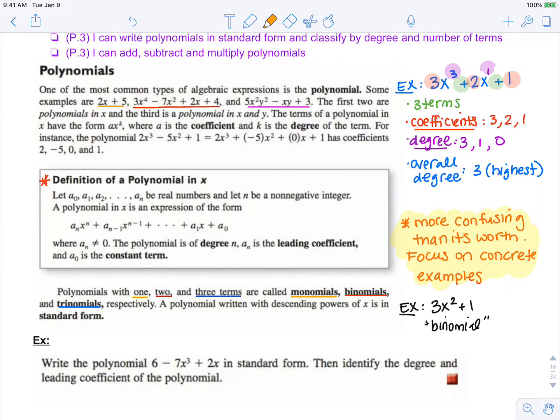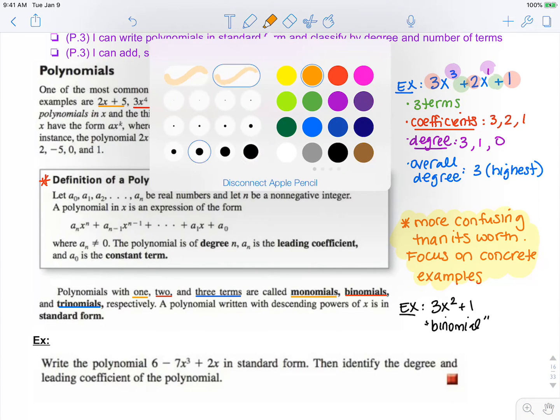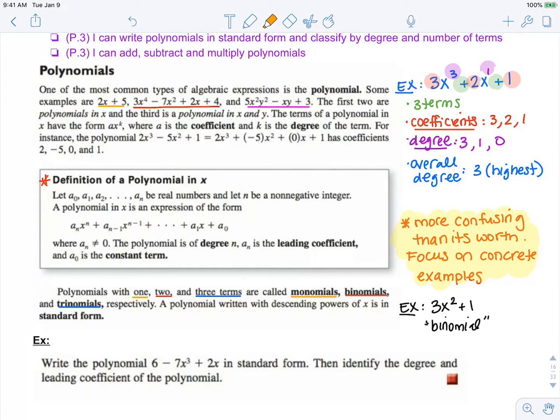Now, one thing we want to keep in mind is a special way we write all of our polynomials, and that's called standard form when we have descending powers of x. So we always write our answers. Always write answers in standard form.